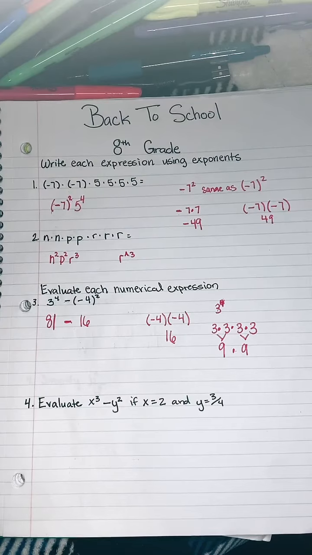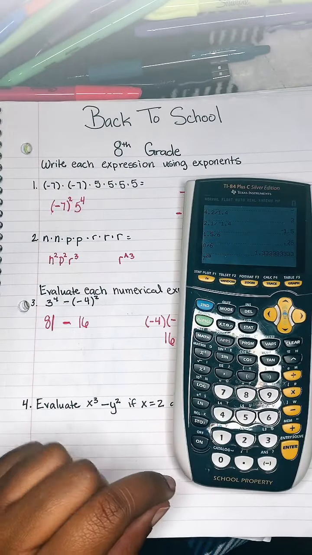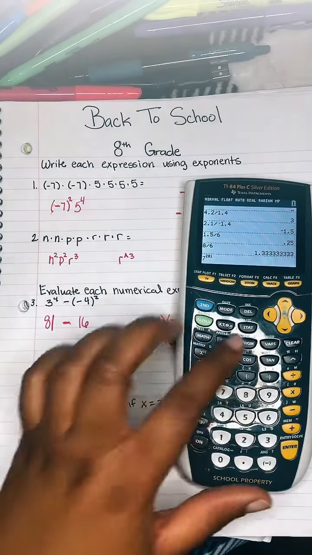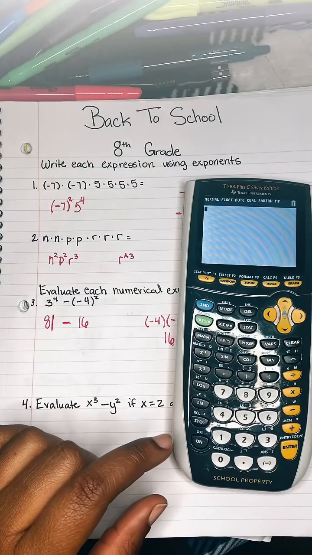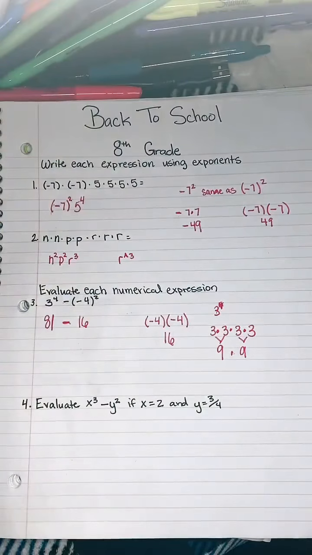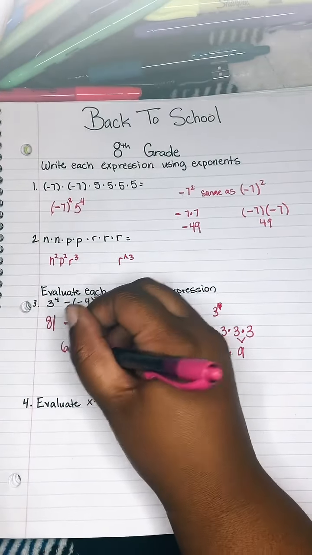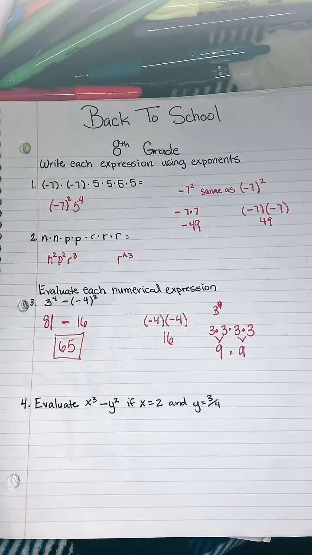And what does that give us? What's 81 minus 16? 65? Somebody says 65. We agree? We're getting a lot of 65s. Okay, 65. I'm going with 65. I'm trusting y'all. Perfect. And that's our answer.